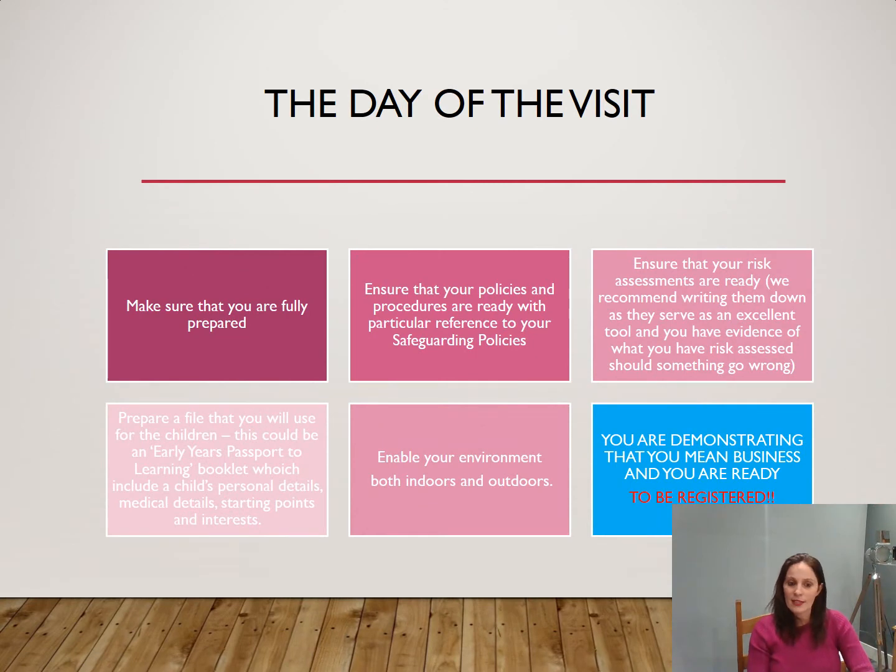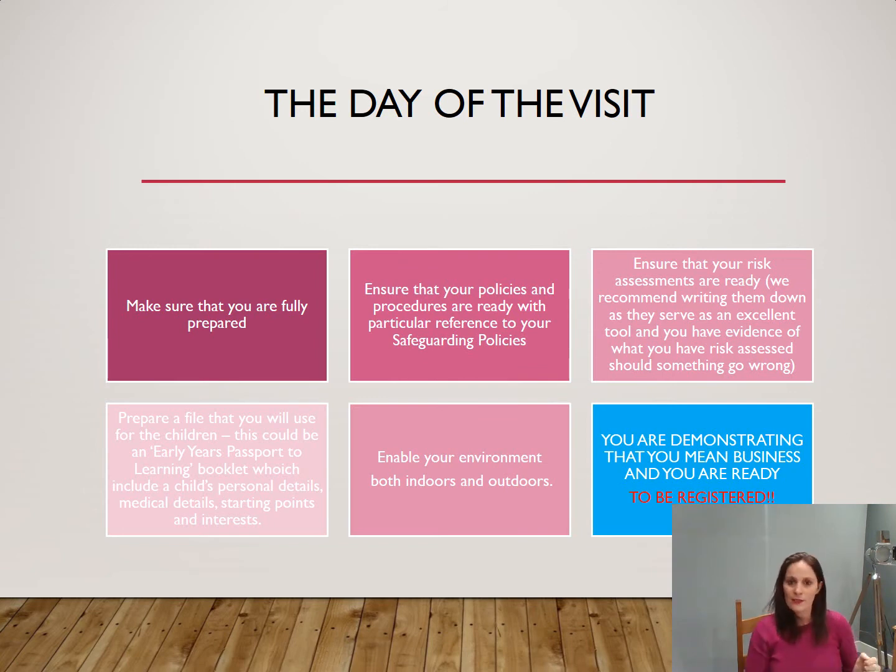So the day of the visit is here. All we can say to you is make sure that you are fully prepared. Ensure that your policies and procedures are ready to go. Make sure your safeguarding policies include everything, including how and when to refer. So you should have all your details of your local safeguarding children's board in there and the relevant numbers that you need to be ringing in the event of a problem or for advice. Ensure that your risk assessments are ready, and we always recommend writing these down simply because they serve as an excellent tool and that you have the evidence in case something goes wrong.